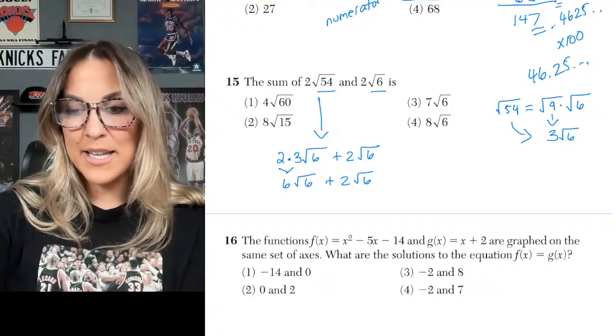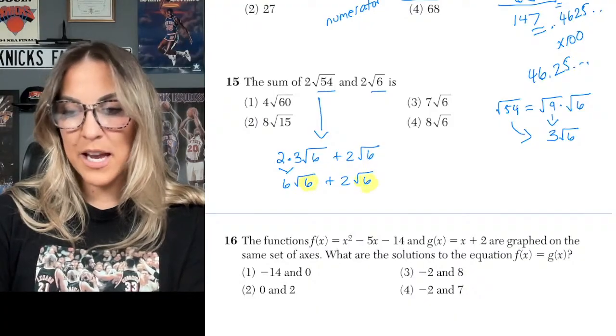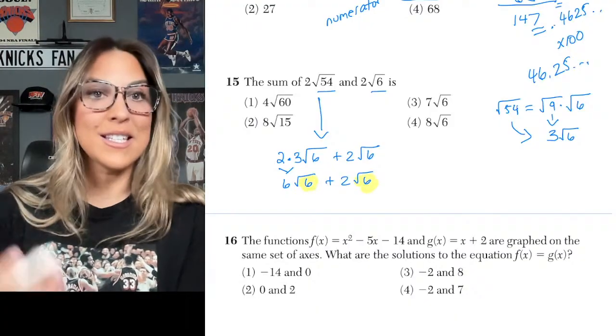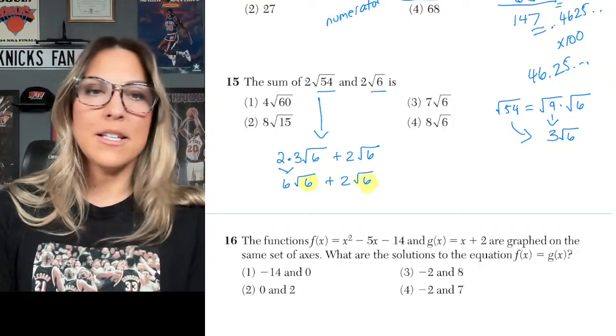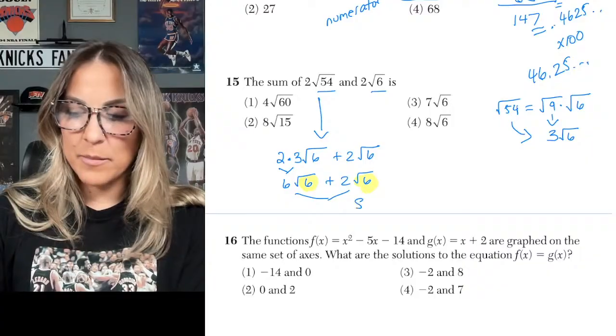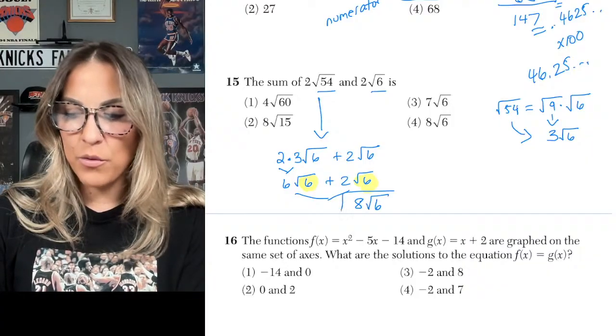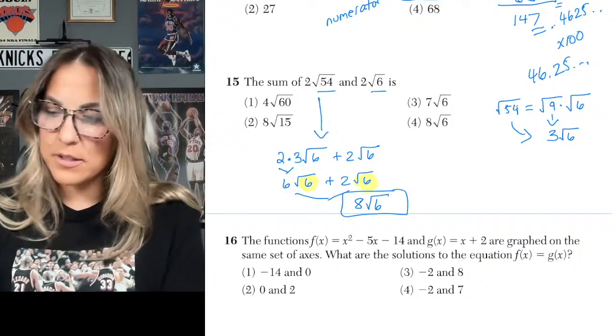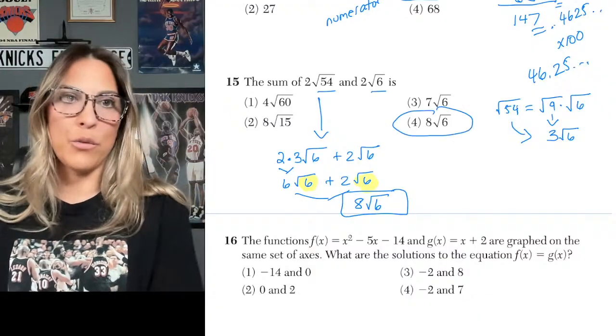Now that the numbers inside of my radical sign, my 2 radicands, are the same, I can combine these the same way I combine like terms, which means that you're going to add the coefficients. So that gives me an 8, and we're going to keep that radical the same to give me 8 radical 6, which is answer choice number 4.